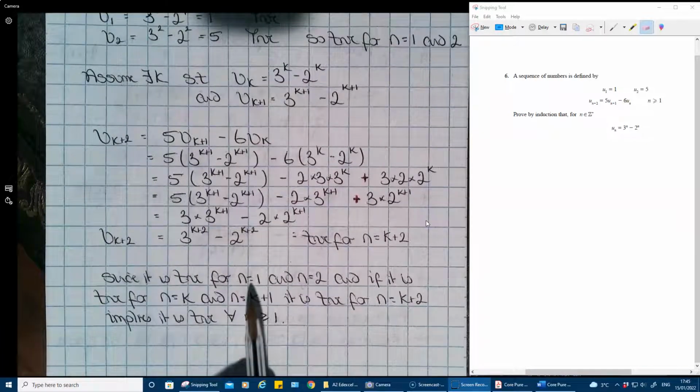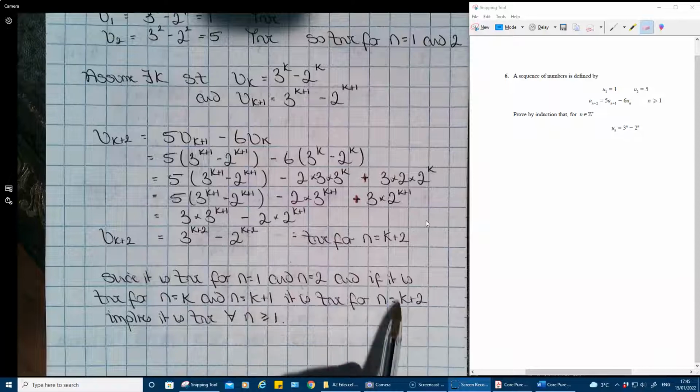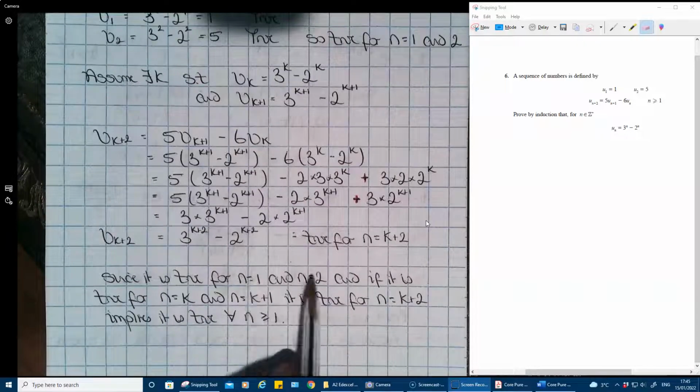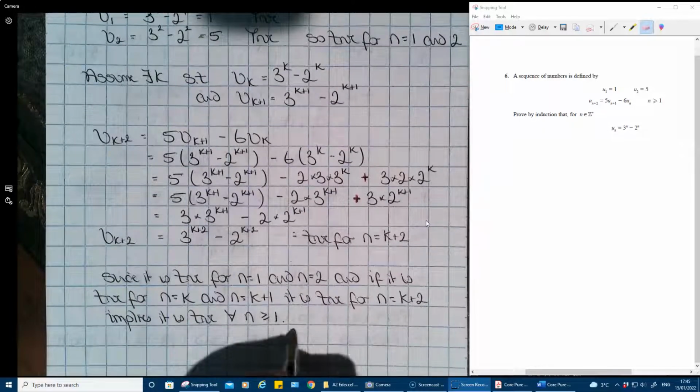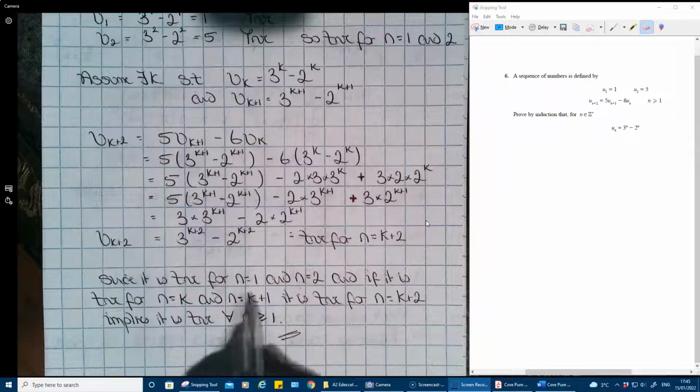Okay, so we've shown it's true for 1 and 2. We've also shown if it's true for 2 consecutive, it's true for the next one. Therefore, by induction, we can show it's true for all values of n greater than or equal to 1. That wording is quite awkward at the end.